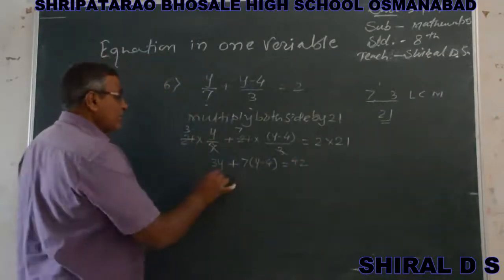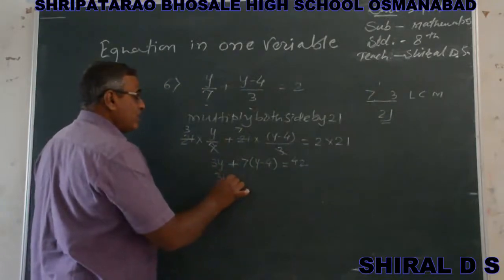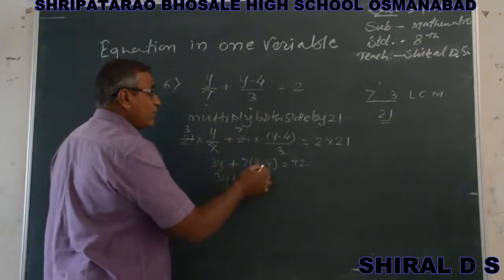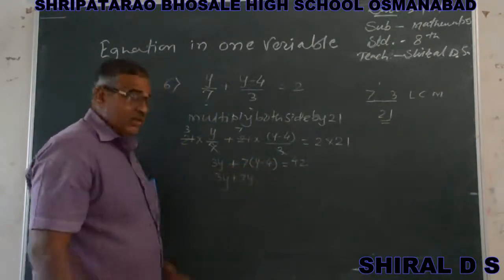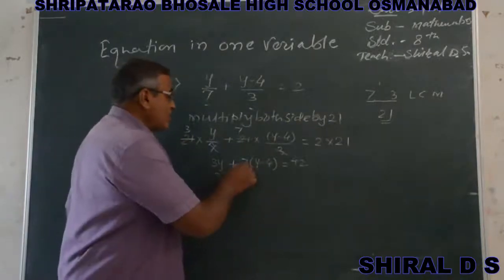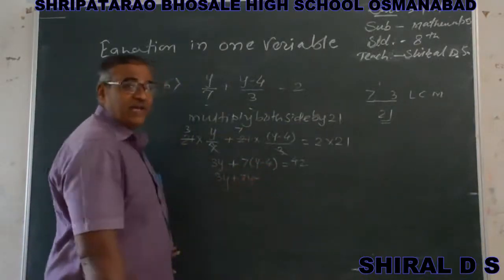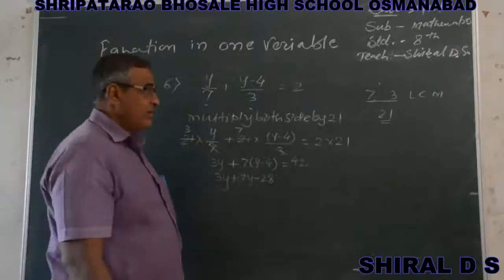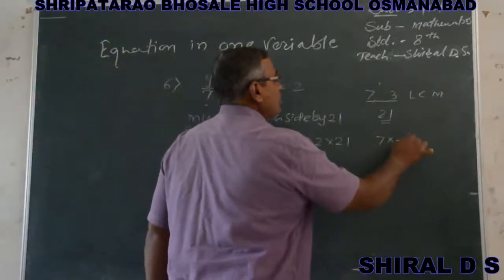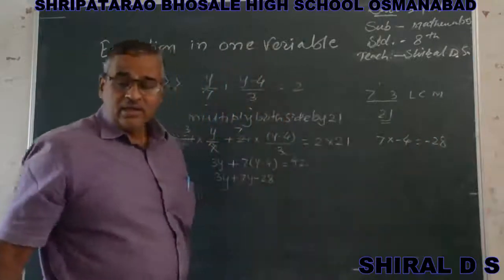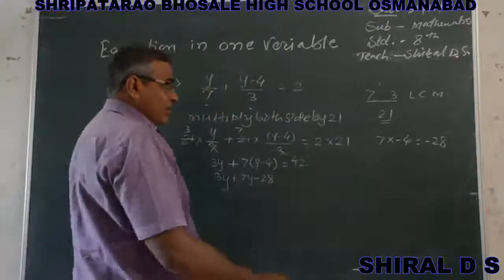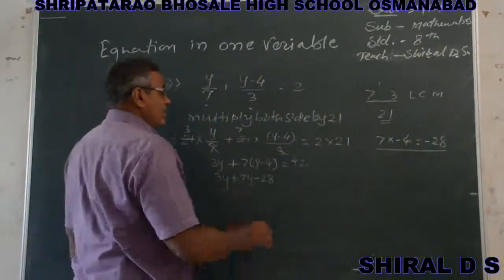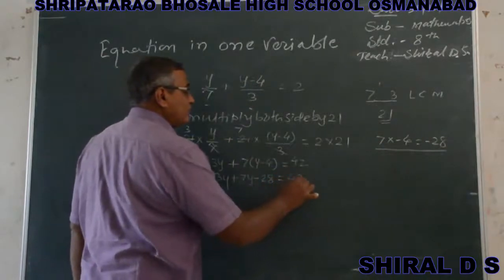Then we write 3y plus 7 into y is 7y. 7 minus 4: here 7 is the plus term, 4 is the minus term. So plus into minus is minus. Therefore, 7 into 4 is 28, minus 28. 7 into minus 4 is equal to minus 28. Therefore, the multiplication is minus 28, equal to 42.